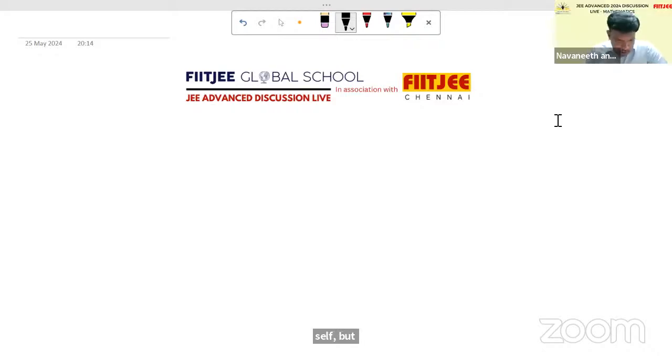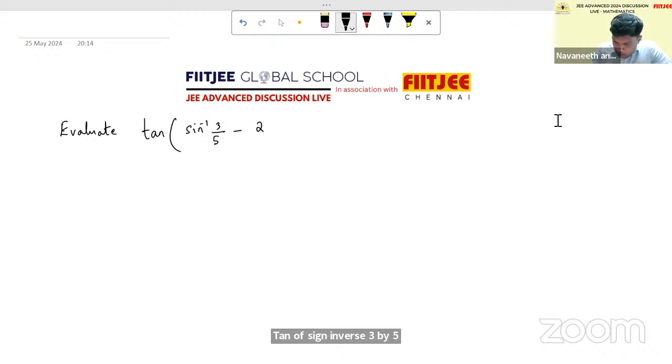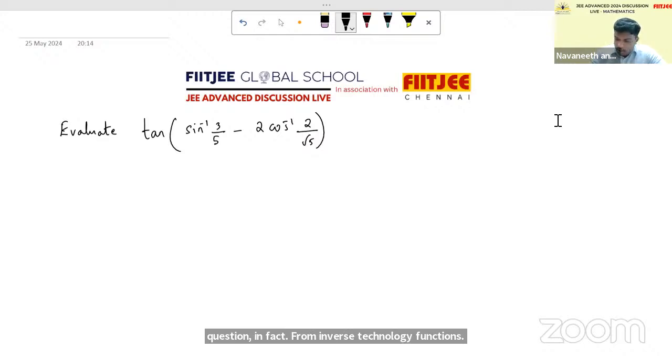Okay, fine. So the question I received is this: evaluate tan of sine inverse 3 by 5 minus 2 into cos inverse 2 by root 5. This is actually a JEE main level question, in fact, from inverse trigonometric functions. Or even I would say it's an NCERT level question. So let's see how to solve this: convert everything in terms of tan.